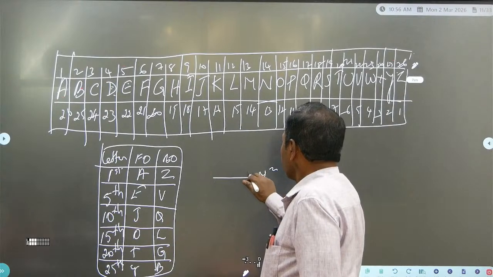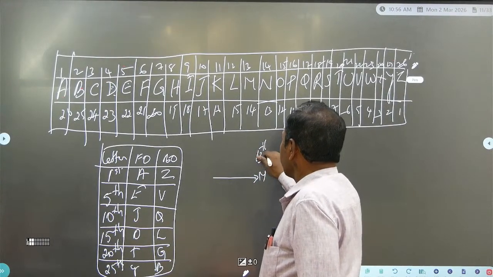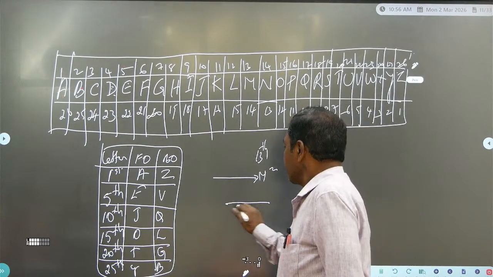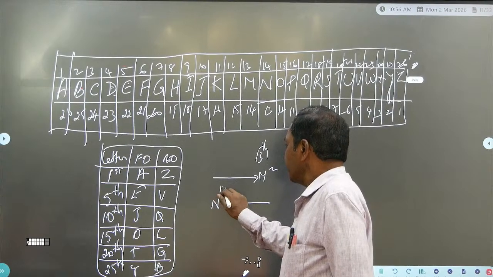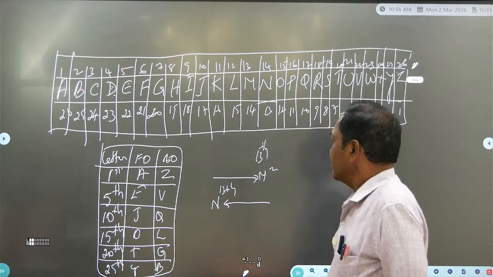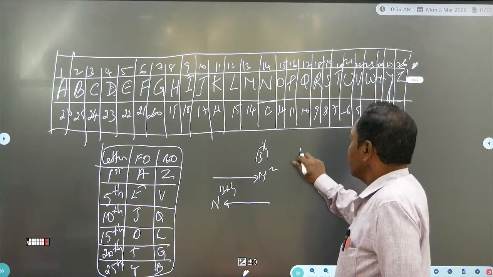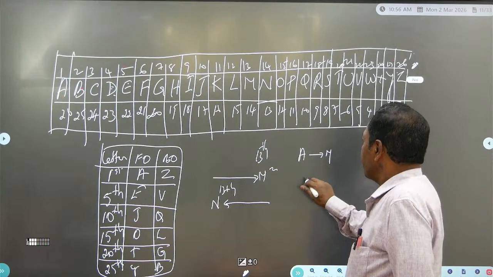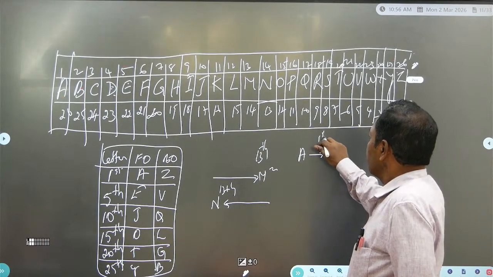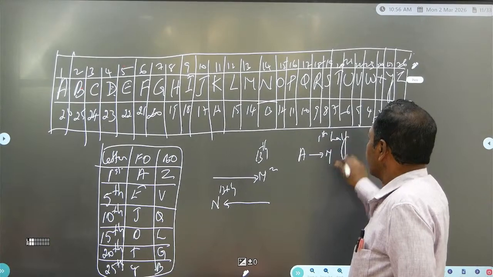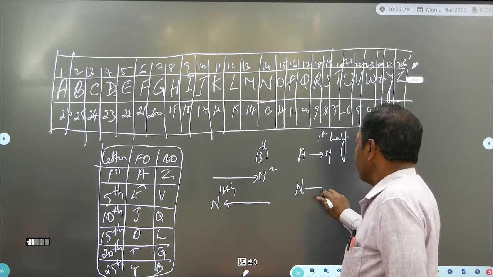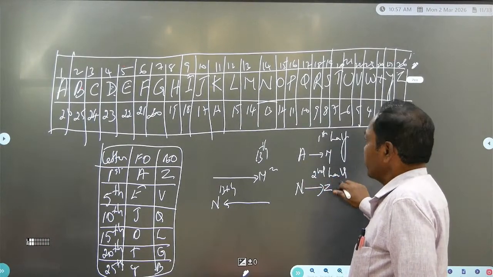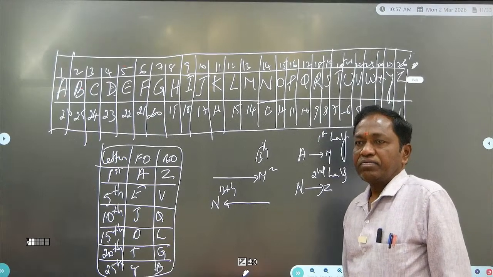M is the 13th letter in forward order. The same way N is also the 13th letter from the back. So first half is what? A to M. This is the first half of the alphabet, and N to Z is the second half. This is the basic.